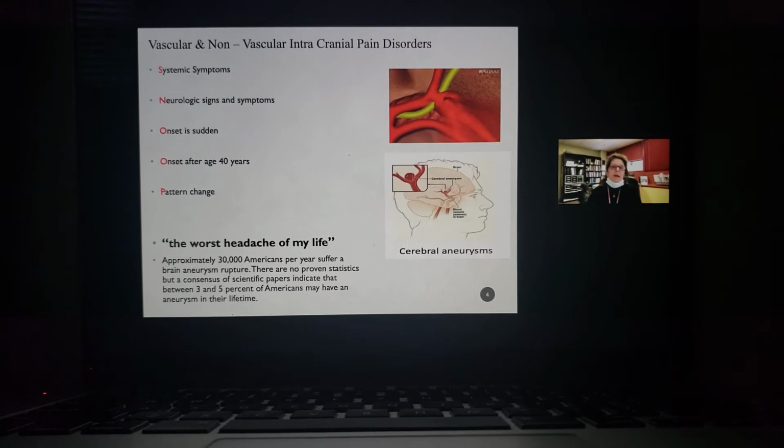Something to remember as well is this acronym, SNOOP. I always put an E in front of the S, so I have to think about SNOOP. So don't put an E, but anyway, it means that the individual is going to have some systemic symptomatology.